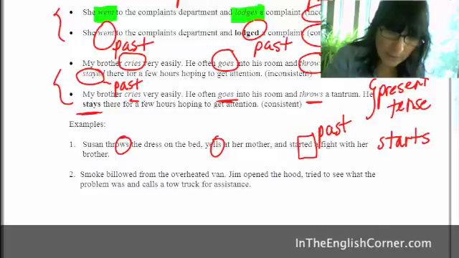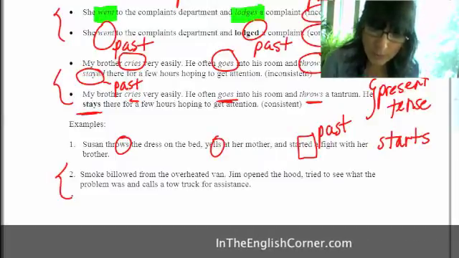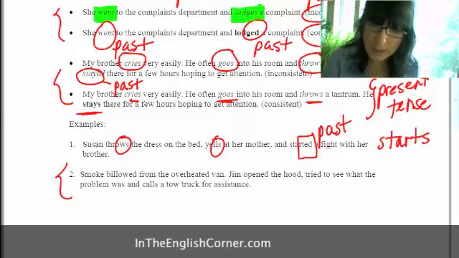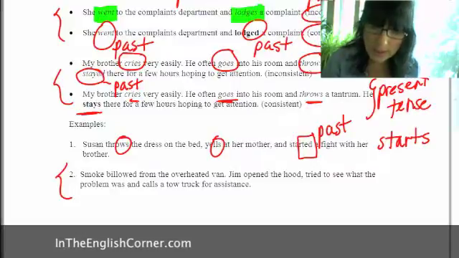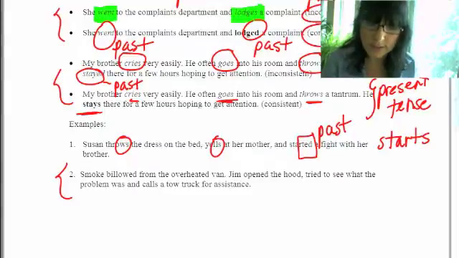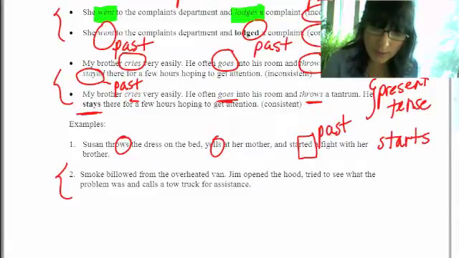And in this final example, smoke billowed from the overheated van. Jim opened the hood, tried to see what the problem was, and calls a tow truck for assistance. So let's read that again. Smoke billowed from the overheated van. Jim opened the hood, tried to see what the problem was, and calls a tow truck for assistance. Can you see which of those verbs is not consistent?